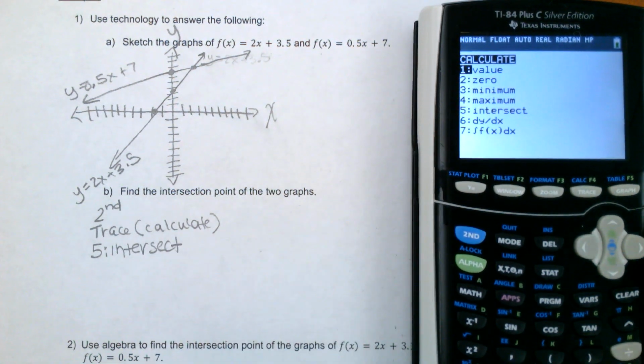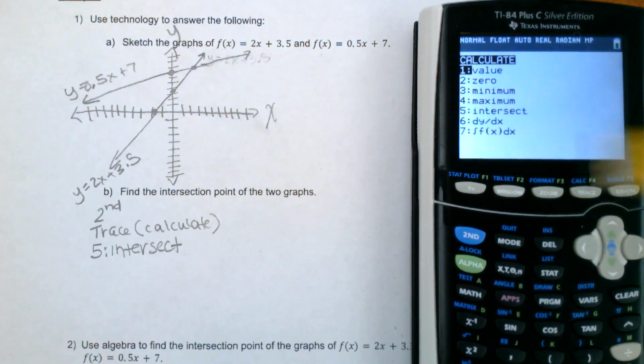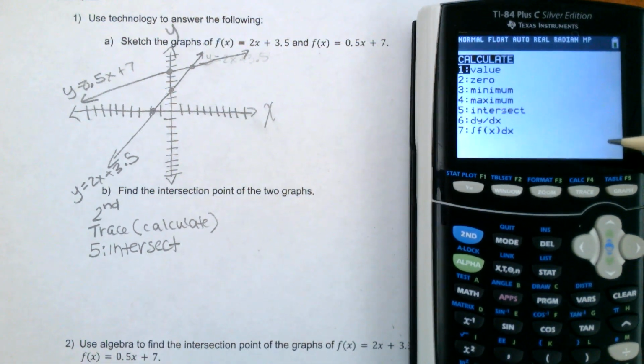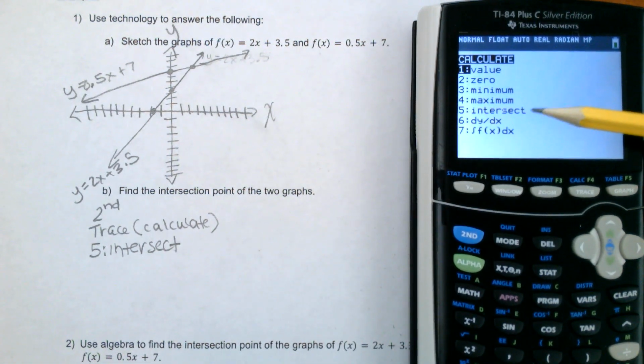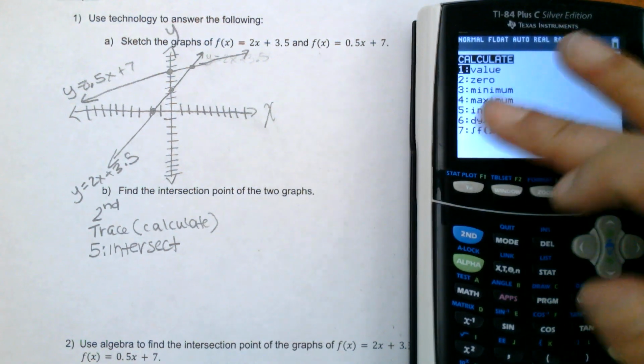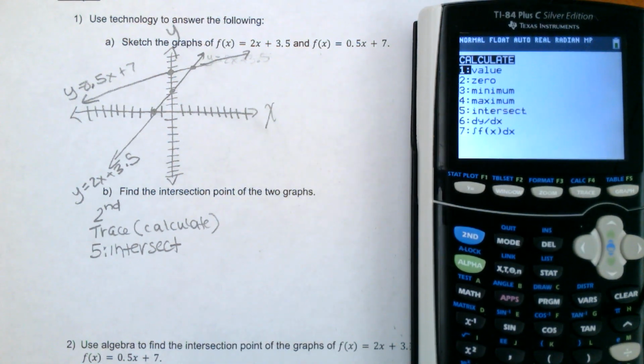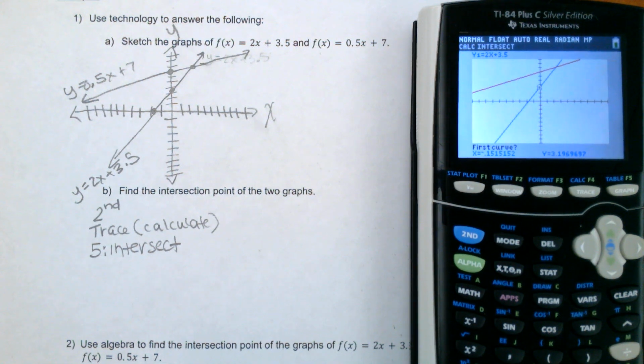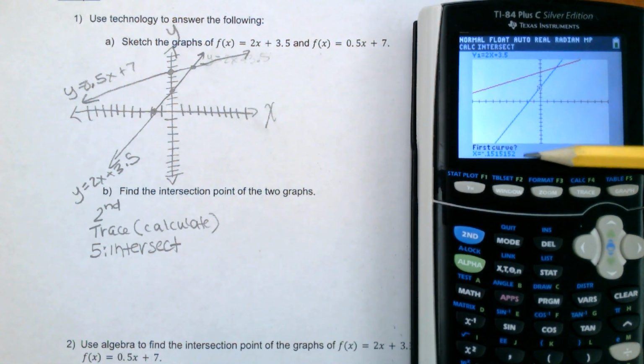And in my class, you actually picked up a nice calculator sheet. I might try to attach it to this video for those of you who don't have me. So I just have to get to that. But number 5, intersect, that's what we need, and you will learn about all of these other ones. So we're going to press 5, and notice the calculator says first curve.